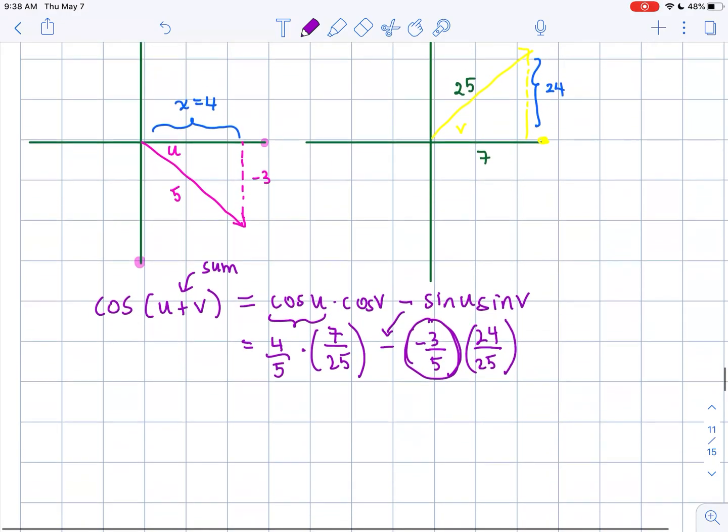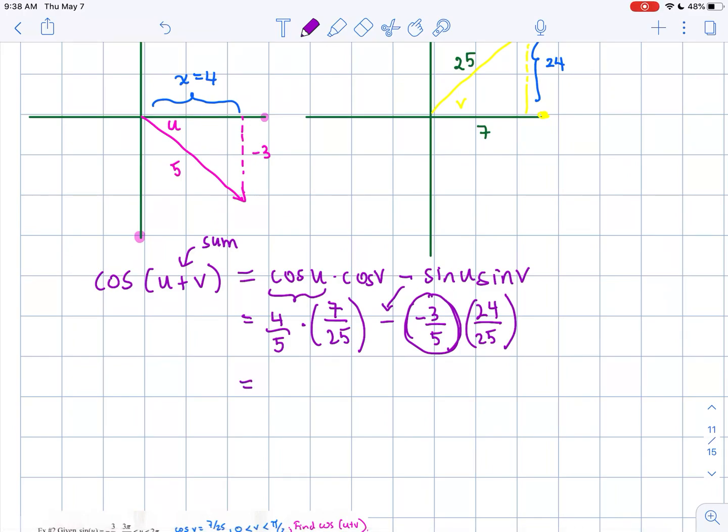Now in simplifying all of this, what we do is we multiply across the top of the first two fractions, and we get 28 over 125, and then a negative times a positive is going to yield a positive. 3 times 24 is 72 over 125. Add the two together, we get 100 over 125, which reduces to 4/5.